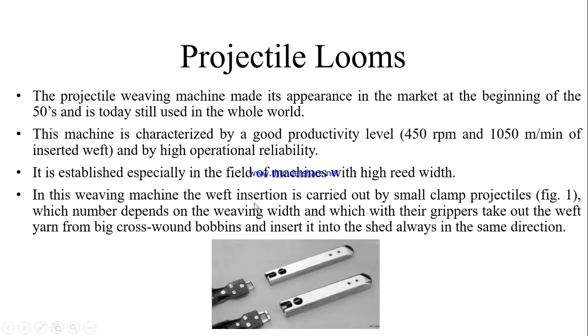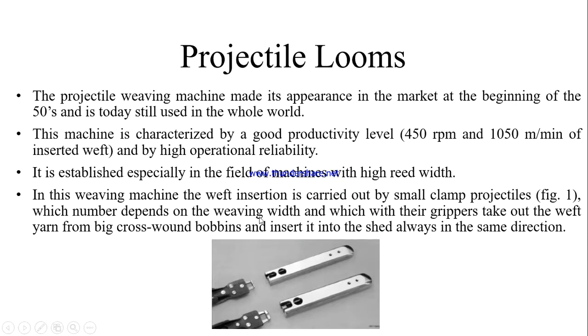In this weaving machine, the weft insertion is carried out by small clamp projectiles, which are shown here in this figure. These are called projectiles. They are basically metallic, bullet-like elements. So these are called either gripper or projectile. Sometimes they are also called Sulzer projectile, because Sulzer is the inventor of this kind of projectile system. That's why they are also called Sulzer gripper or Sulzer projectiles.